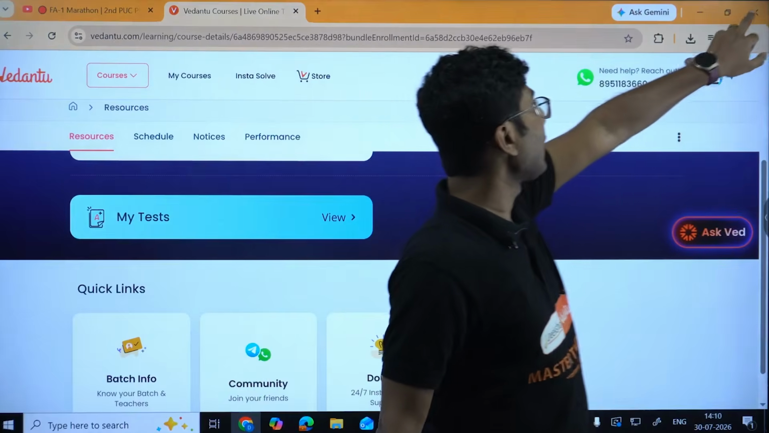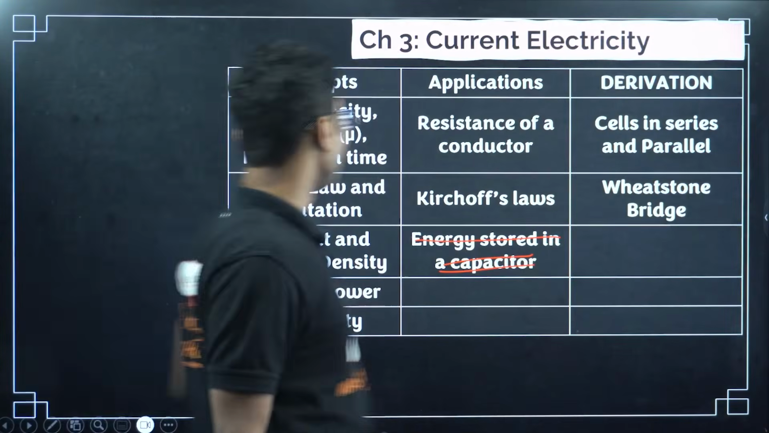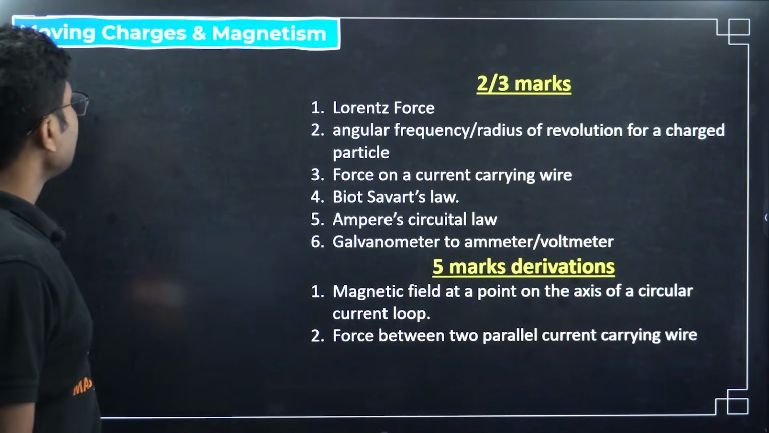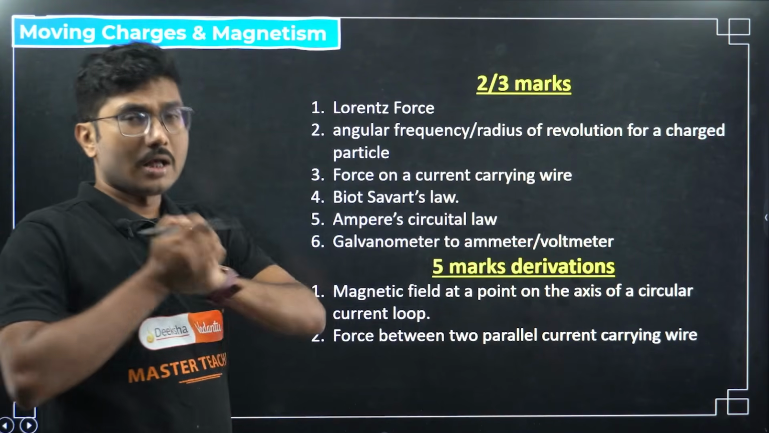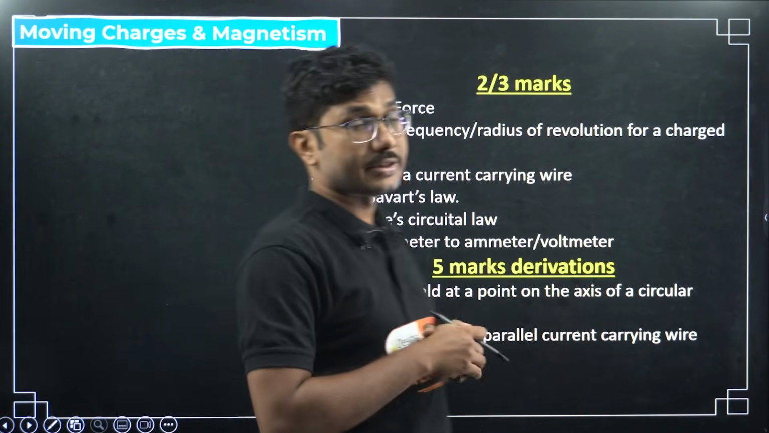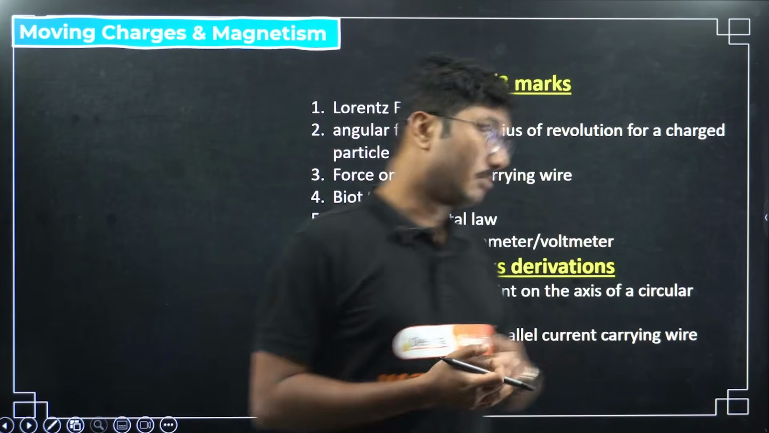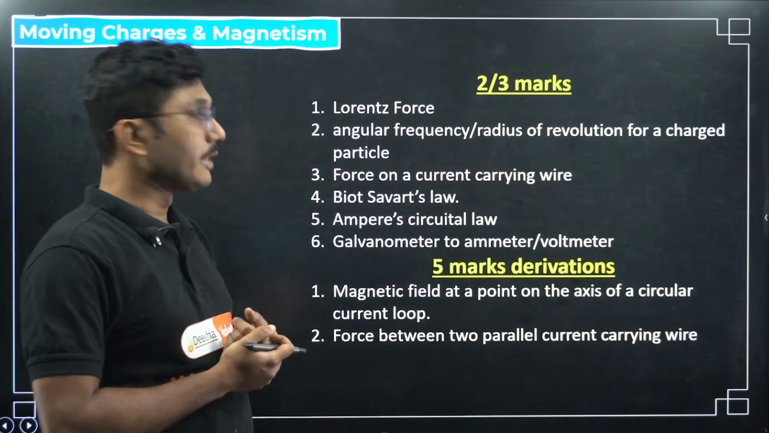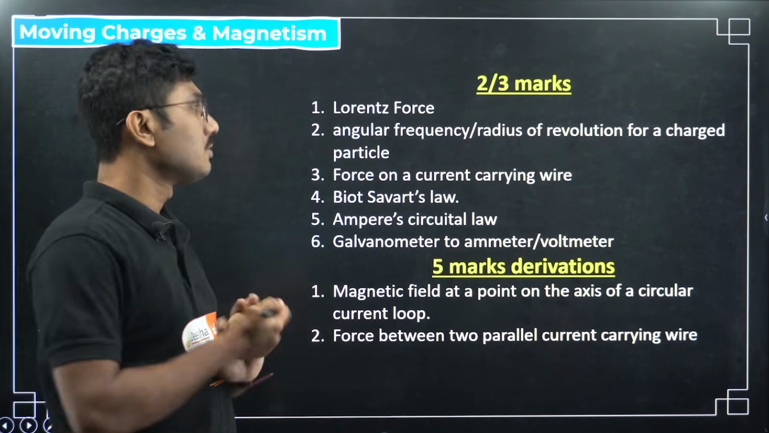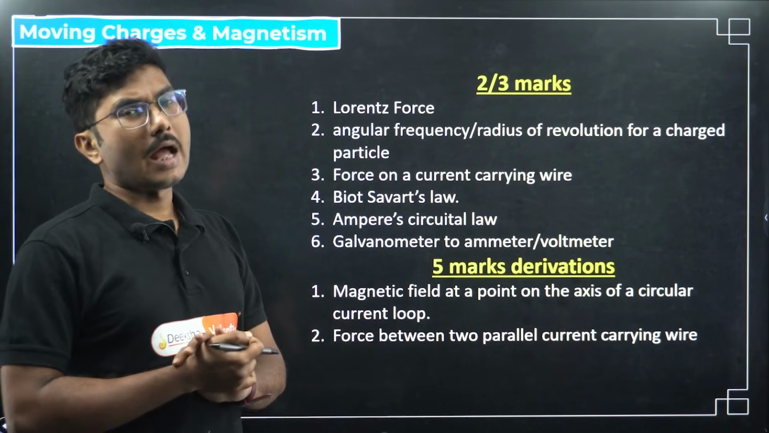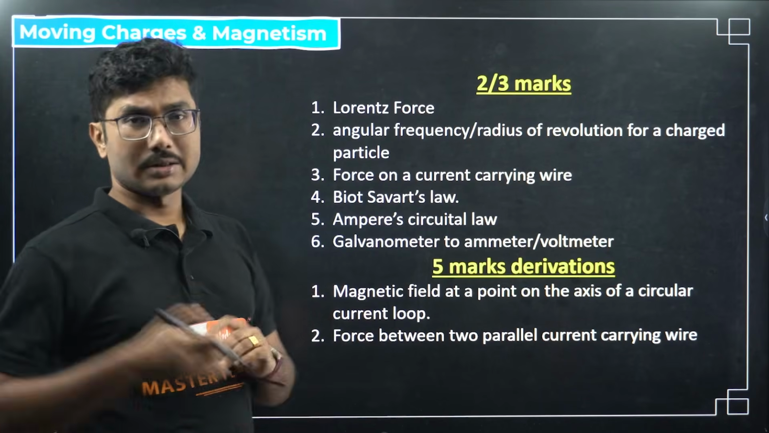Now let's go back to our discussion of the second chapter, that is Moving Charges and Magnetism. Some colleges are covering up to the magnetic field at a point on the axis of a circular coil. So force between parallel current carrying wires may not be there. Just check how much is actually covered in your syllabus, right?